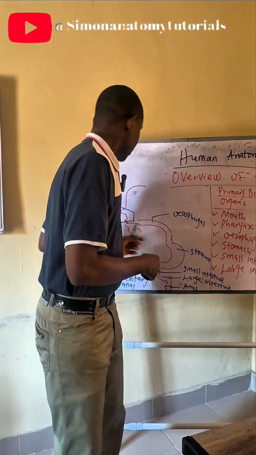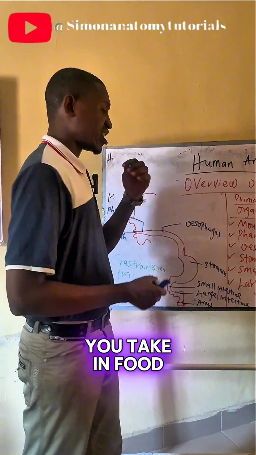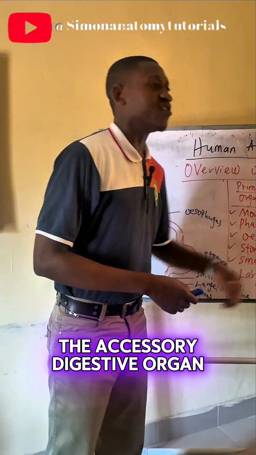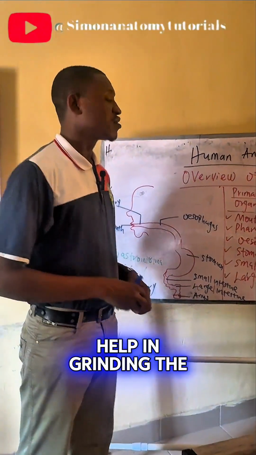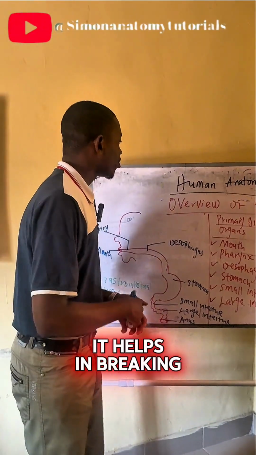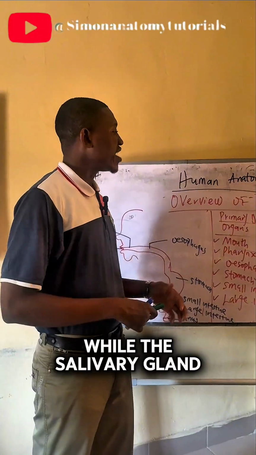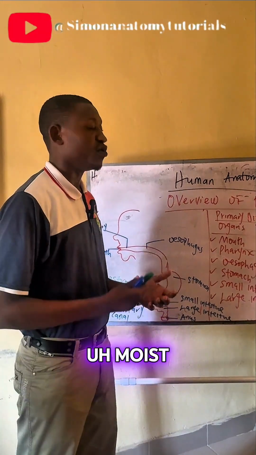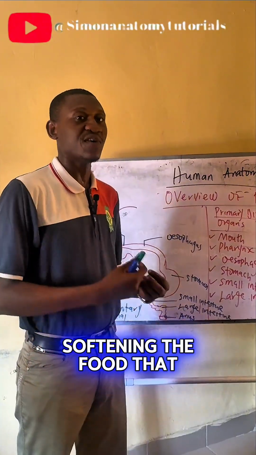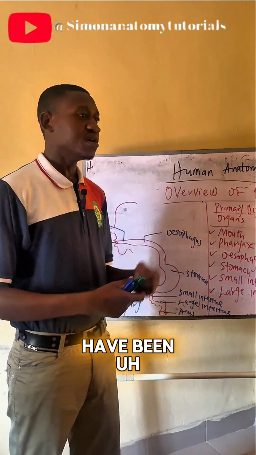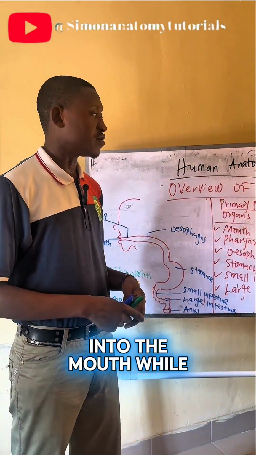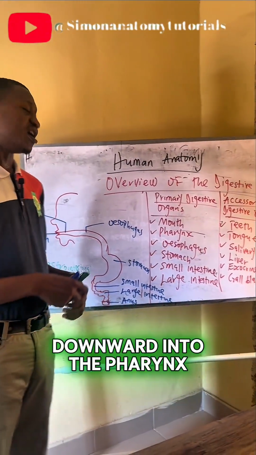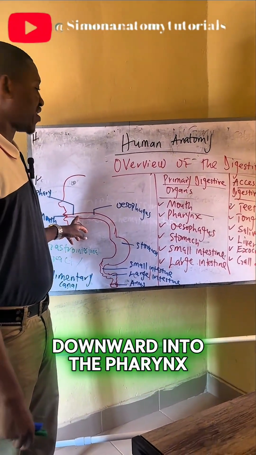So the anus is part of the large intestine. So when you take in food and you put food in your mouth, the accessory digestive organ called the teeth helps in grinding the food. It helps in breaking down the food. While the salivary gland produces saliva, which helps to moisten or soften the food that has been ingested into the mouth. While the tongue helps to roll the food and push the food downward into the pharynx.